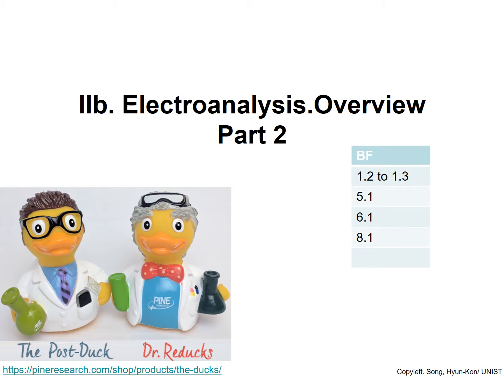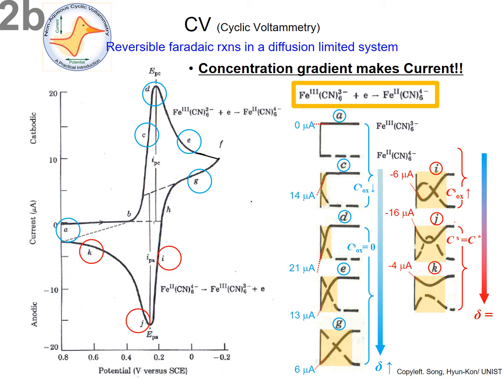Part 2 of Chapter 2b about the overview of electroanalysis. We are thinking about the reversible reactions, and I mean reversible Faraday reactions for cyclic voltammetry. Of course, we have reduction and also oxidation. Also, the kinetics of charge transfer for the reduction and oxidation is really fast. The overall kinetics of this system is totally determined by mass transfer kinetics, or shortly, the diffusion.